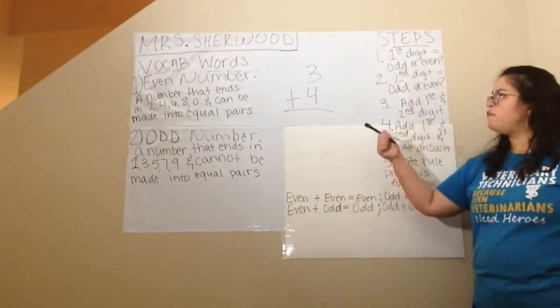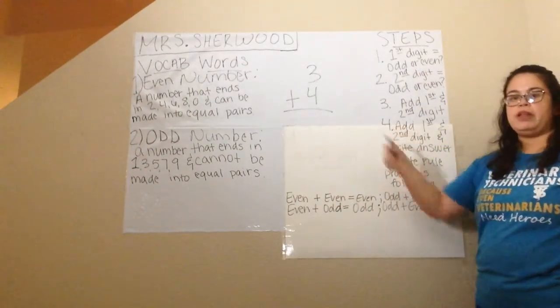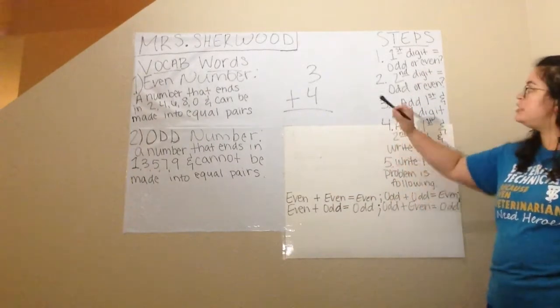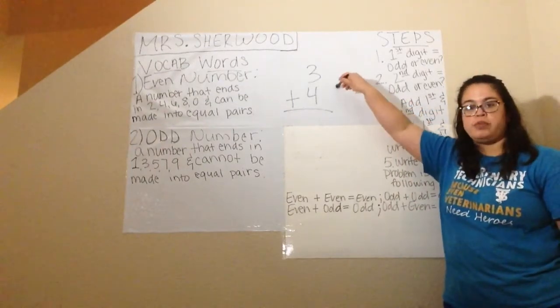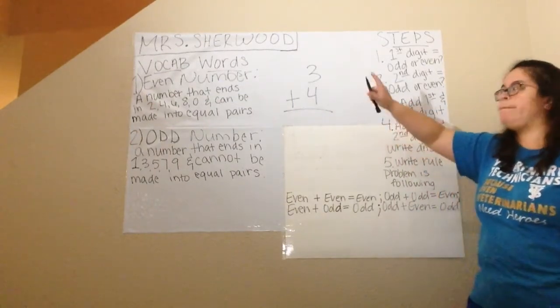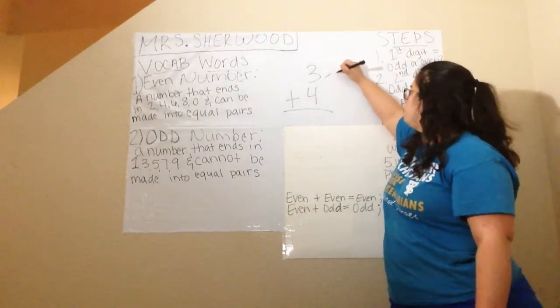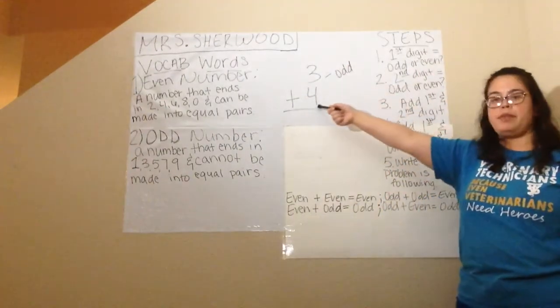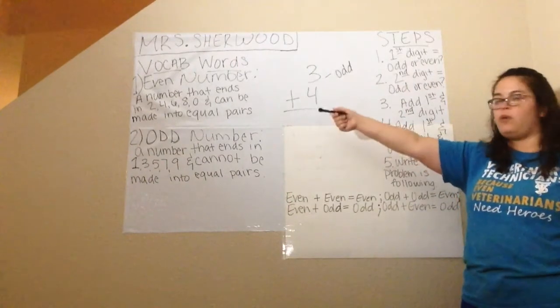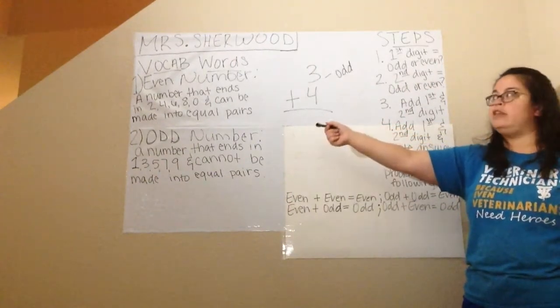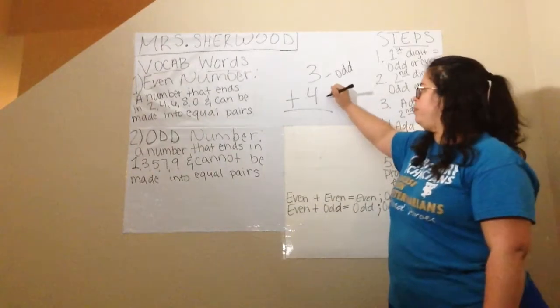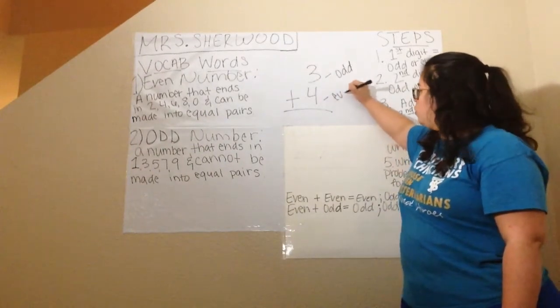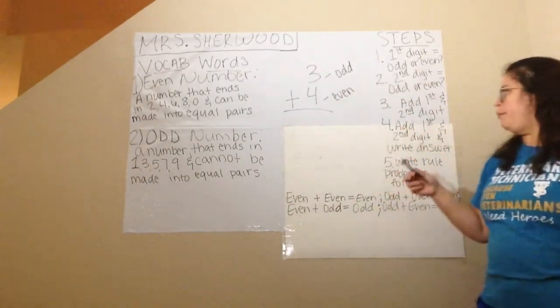Okay, so for our fourth example, I have 3 plus 4. So we're going to look at our first digit, 3. Is 3 an odd or an even number? 3 is an odd number. Second step, look at our second digit, 4. Is 4 an odd or an even number? 4 is an even number.